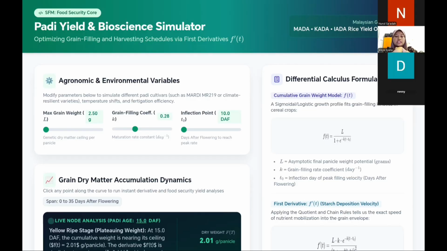Today I am presenting my project, the Paddy Yield and Bioscience Simulator. It's a tool designed to tackle the critical challenge of national food security using engineering mathematics.